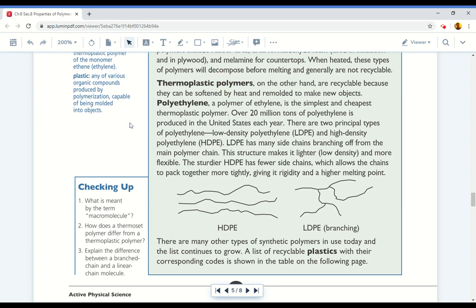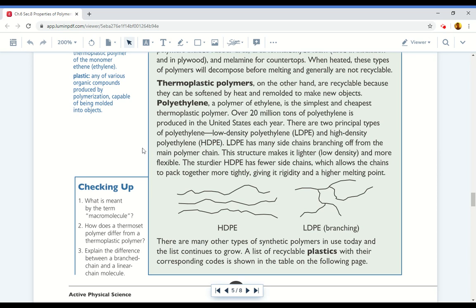Thermoplastic polymers, on the other hand, are recyclable because they can be softened by heat and remolded to make new objects. Polyethylene, a polymer of ethylene, is the simplest and cheapest thermoplastic polymer. Over 20 million tons of polyethylene is produced in the United States each year. There are two principal types of polyethylene: low-density polyethylene, LDPE, and high-density polyethylene, HDPE.